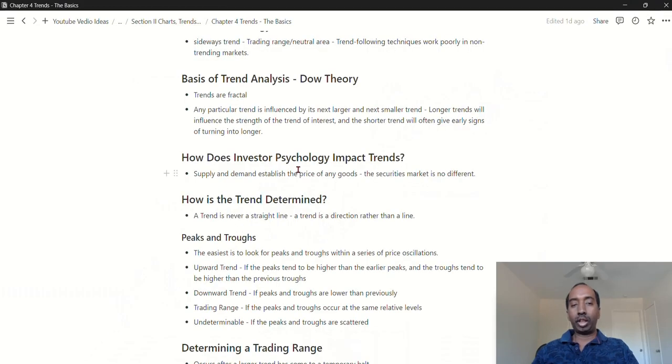How does investor psychology impact trends? Supply and demand establish the price of any goods. The security market is no different. How is the trend determined? A trend is never a straight line. A trend is a direction rather than a line.